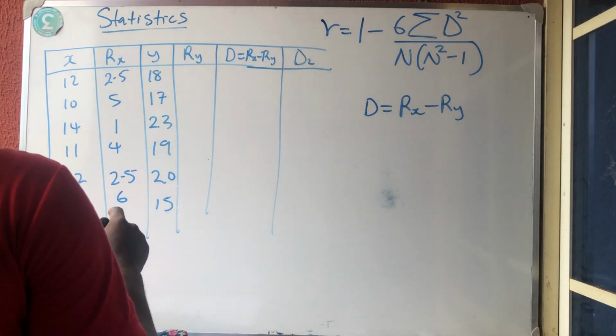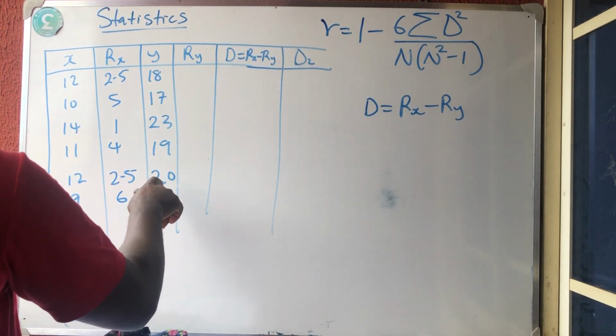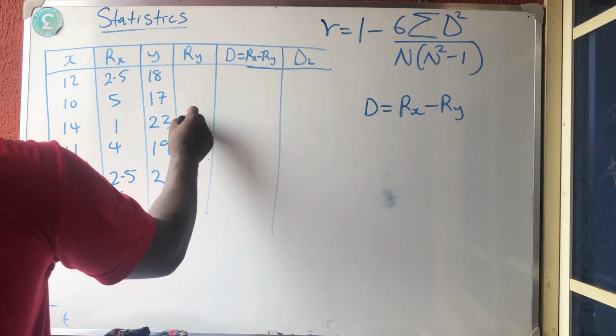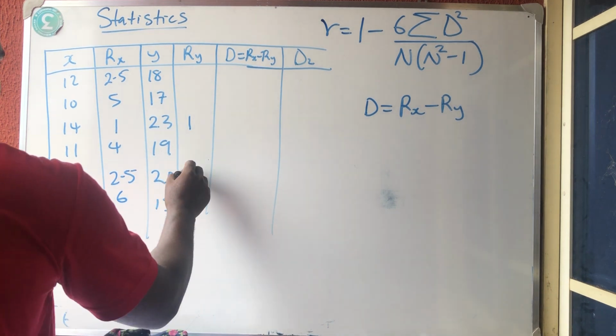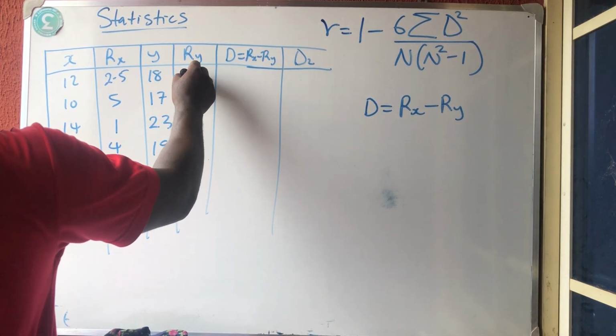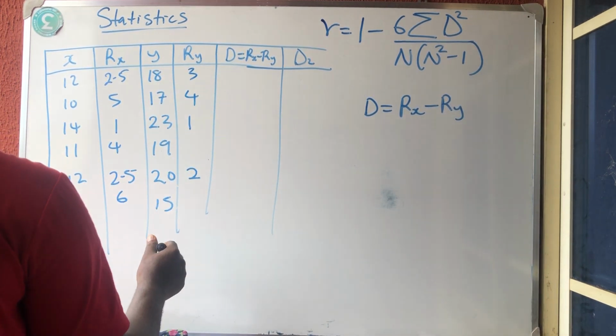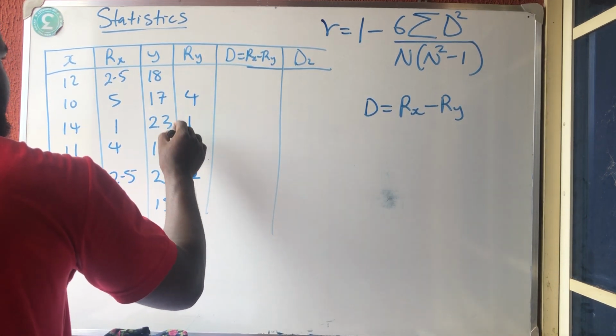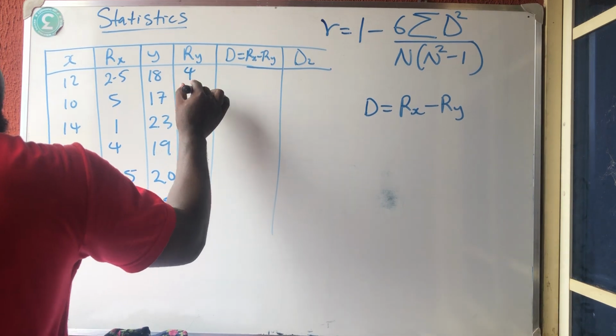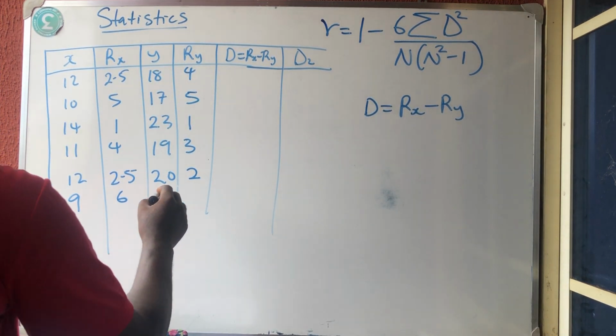Okay. So for this one, the highest number here is 23, so I'm having that this is 1. Okay. 22, 18, 3, 17, 4, sorry, 19, 3, 18, 4, 17, 5, and then 15, 6.